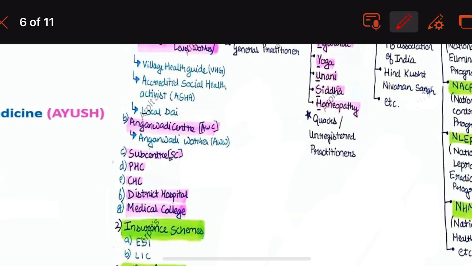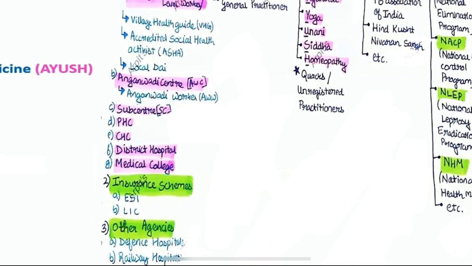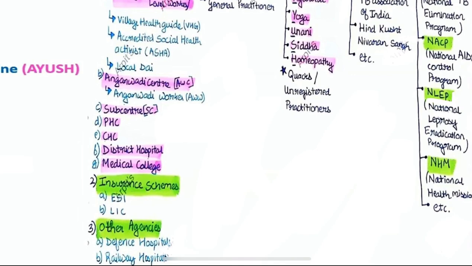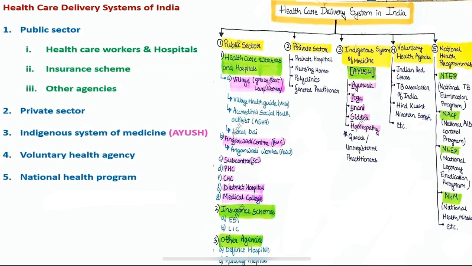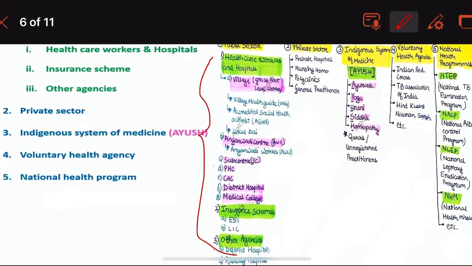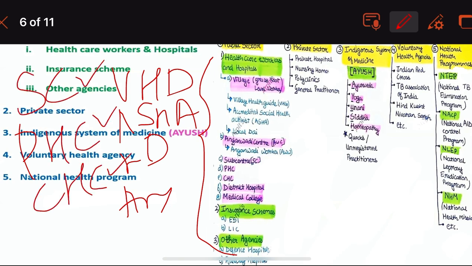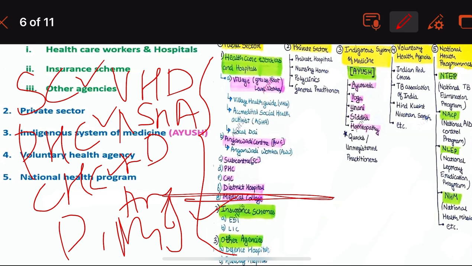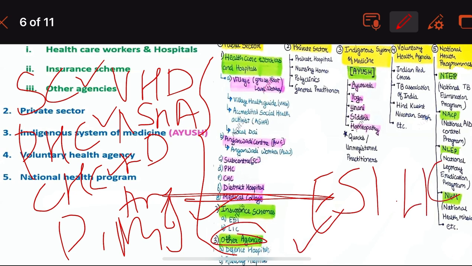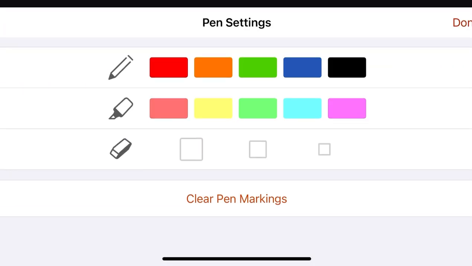Moving on to the insurance schemes, we have ESI scheme, LIC scheme, and the other agencies include defense hospitals and separate railway hospitals. So this is the public sector. Under the public sector, the government sector, we have village health guide, ASHA worker, local DAI, and Anganwadi worker. Then we have sub-center, PHC, CHC, district hospital, medical college, and this completes that. And then we have insurance schemes, which include ESI and LIC. Other agencies are defense hospitals and railway hospitals.